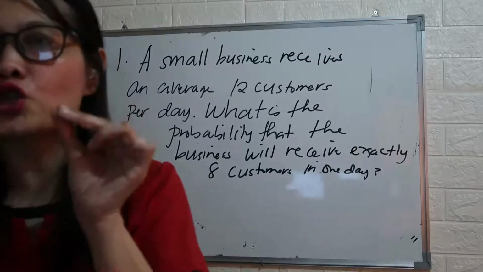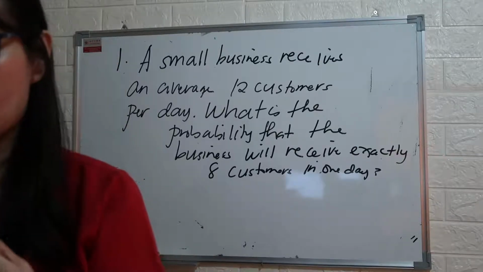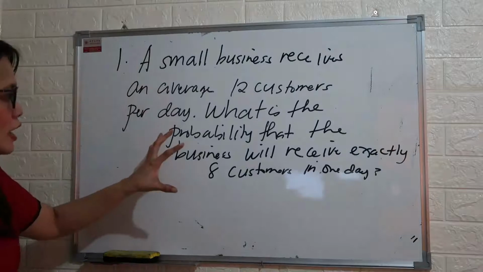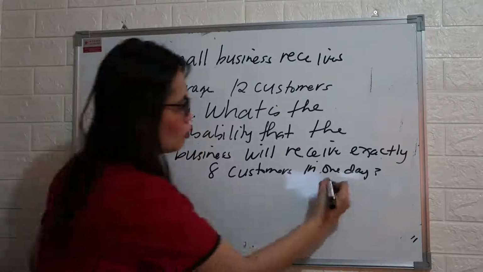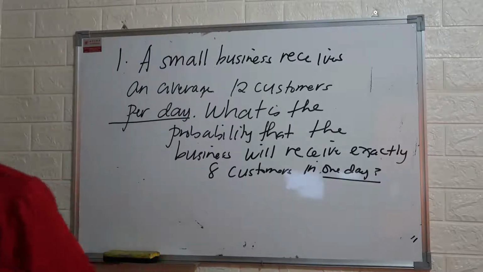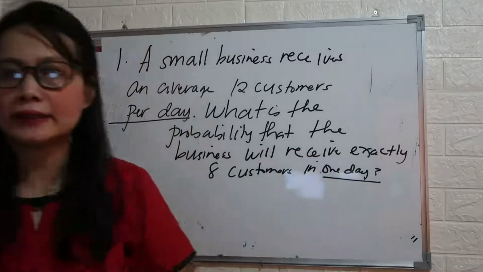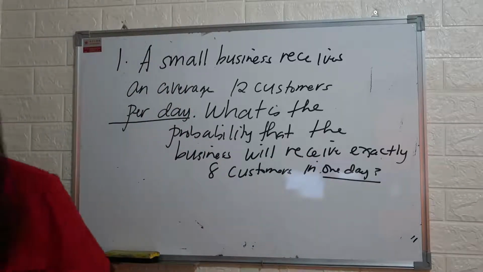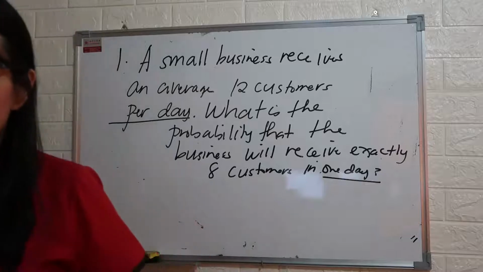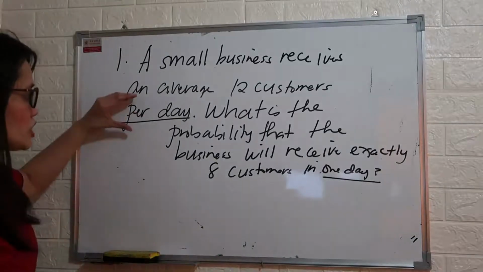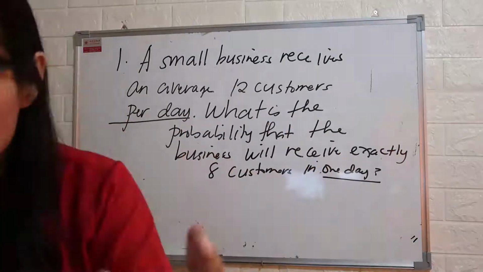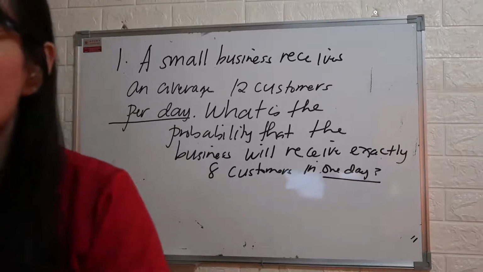First and foremost, you need to check if the number of periods are the same. What do we mean by period? The time. Are they the same? In this example, is per day the same as 1 day? Yes, they are the same, they are similar. If the periods or time are the same or similar, then we can now solve it.